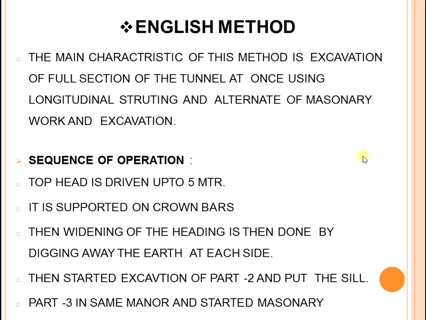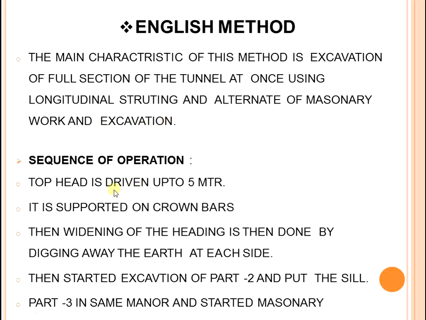The next method is the English method. The main characteristic of this method is excavation of the full section of the tunnel at once, using longitudinal strutting and alternate masonry work and excavation. That is the main point: the excavation is done only one time, with the help of longitudinal strutting and alternate masonry work, brick masonry or stone masonry, as per the design necessity.